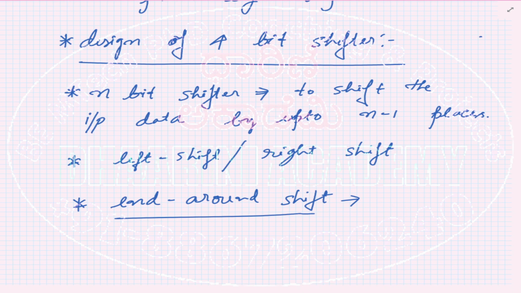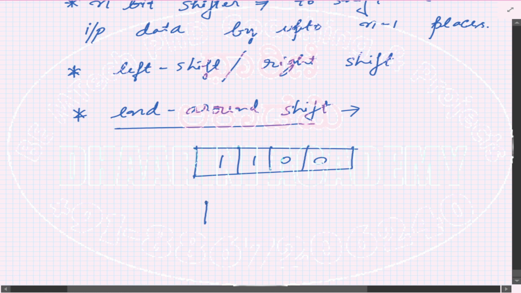Okay, so this means, let's say I have 4 bits, 1100. When you shift this data right by 1 unit, what exactly happens if this is not an end around? This one goes here, this one goes here, 0 comes here, and a 0 goes out. This 0 will never come back. You are going to shift in zeros from the other side.